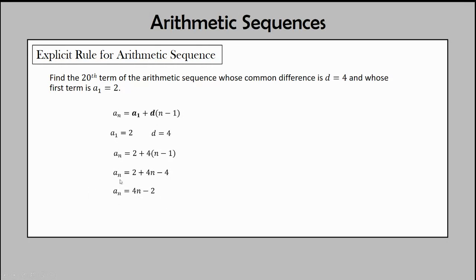So there's our formula. This formula, this explicit rule, if you will, finds any term in the sequence just by substituting that in for n. So now they're saying find the 20th term of the sequence. All right, so we're going to take our rule, plug 20 in place of the n's and do the calculations. And if we were to continue this particular sequence out to 20 terms, the 20th one would be 78. Okay, pretty straightforward there.